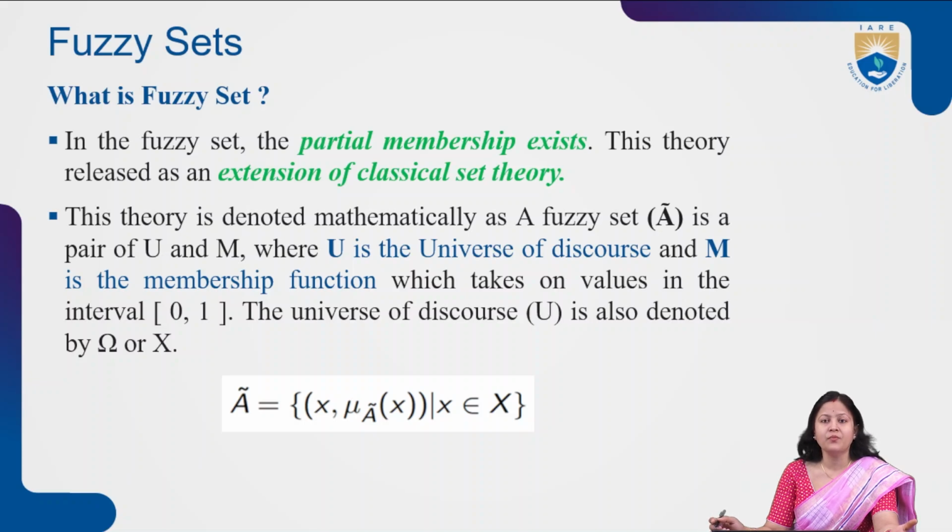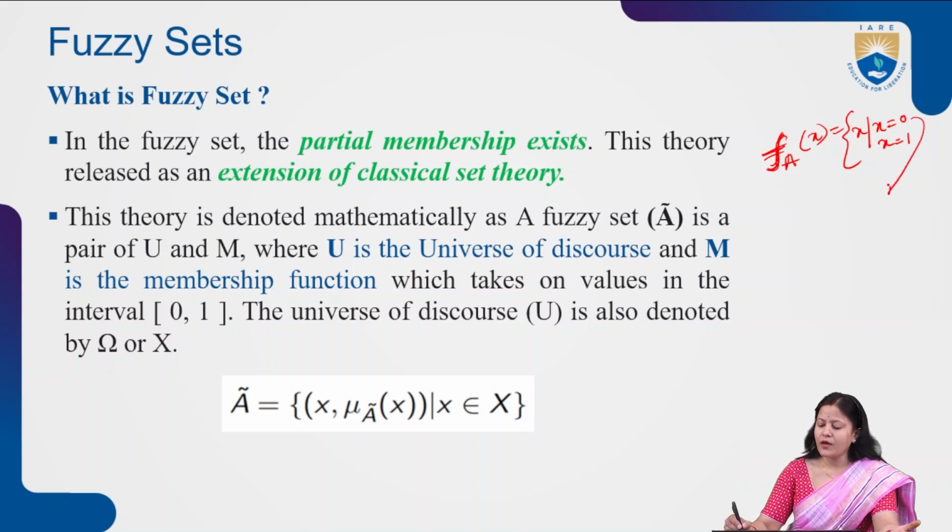Already I have discussed in my previous video how mathematically we can represent the crisp set. Normally for the crisp set, if A is the crisp set, the characteristic function can be represented with the symbol f of x, where x is an element of the set A. That is equal to 0 when x belongs to A, and equal to 1 when x does not belong to A.